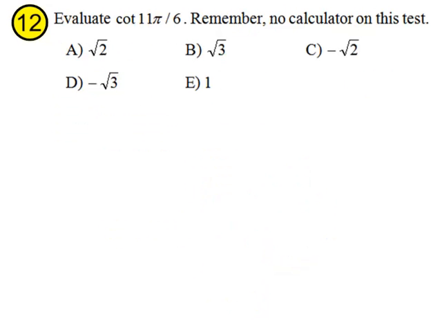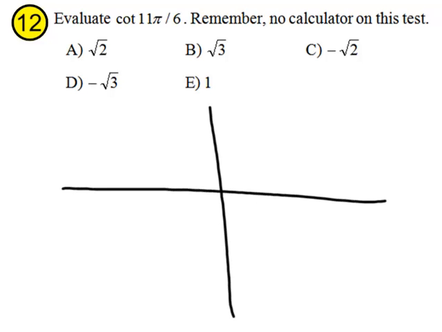Number 12, evaluate cotangent of 11 pi over 6. That's a rather large angle. We are definitely working on the xy plane. If you were to convert that into degrees, you would find that's much more than 180 degrees. So again, that's a clue that we're working on the xy plane. And the fact that we're not allowed a calculator tells us that we are definitely working with a special triangle. And I hope you can tell based on some of the clues in the angle there, 11 pi over 6.